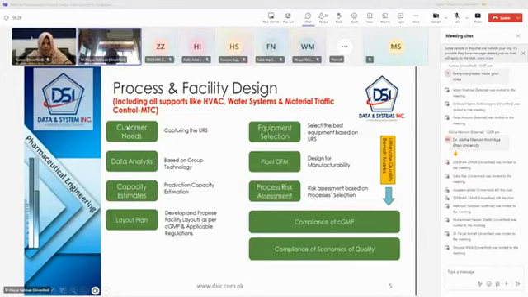So it's simply a more simplified form of process and facility design, including all supports like HVAC, water system, and material traffic control. First of all, you have to capture the URS, user requirement specification or customer needs, through marketing research or market analysis. Then the data you gather from the market should be analyzed by your analyst. Then, on the basis of the data, you estimate the capacity of your plant, the capacity of your equipment, the area of your plant, and the capacity of your utilities like HVAC and water system. After estimating the capacities, you go to the plant layout.